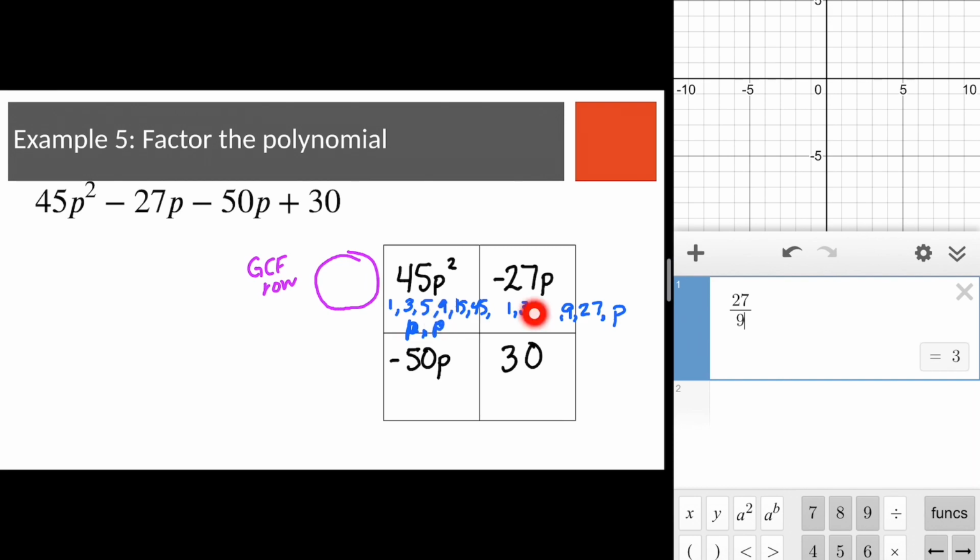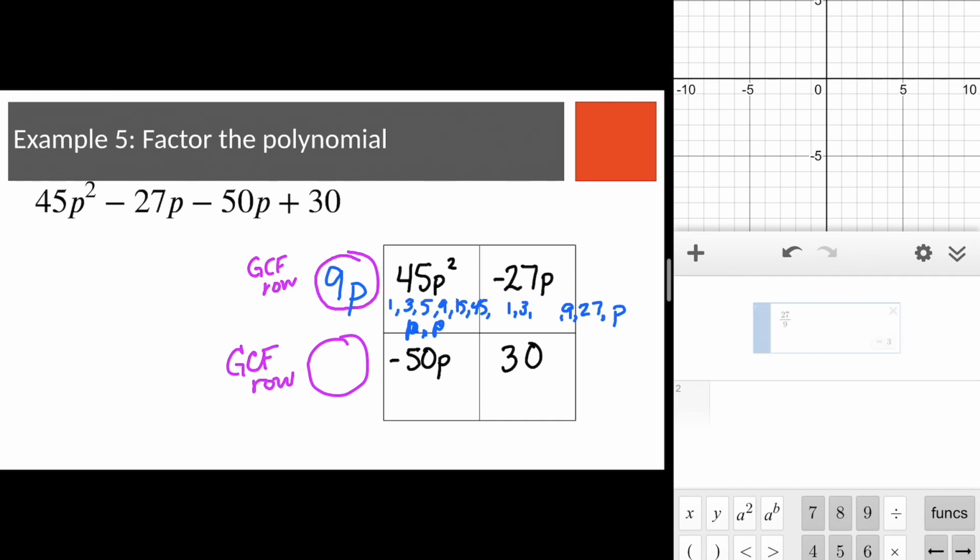So now looking at these two rows, the biggest number they both have in common is 9. So I'm going to factor out a 9. And then they have a p in common. So we're going to factor out 9p. All right, so then next up we are going to find the GCF of our second row.